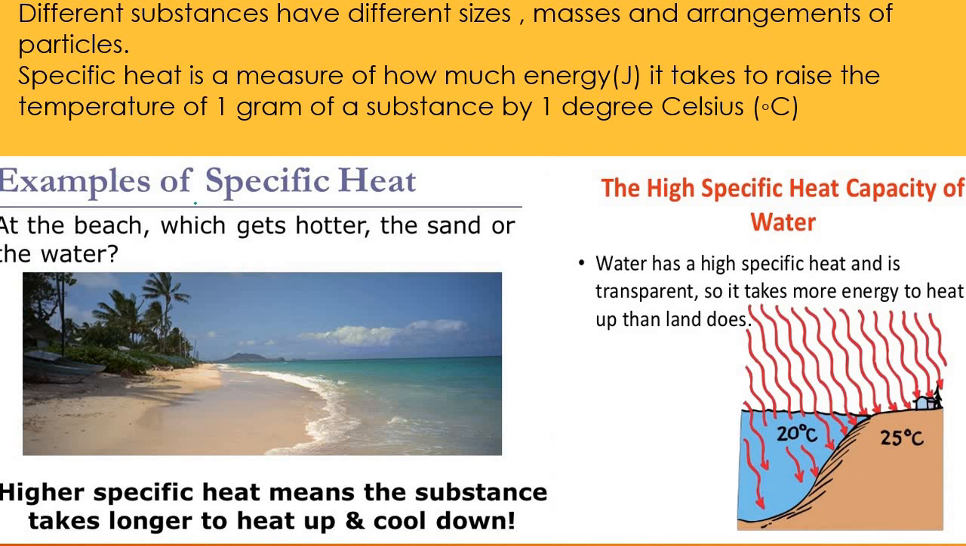Different substances have different sizes and masses and arrangement of particles. Specific heat is a measure of how many joules it takes to raise the temperature of 1 gram of a substance by 1 degree Celsius. So, specific heat measures the energy it takes to raise the temperature of 1 gram of a substance by 1 degree Celsius.